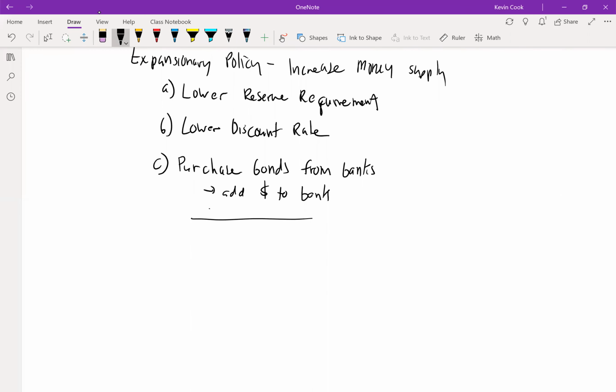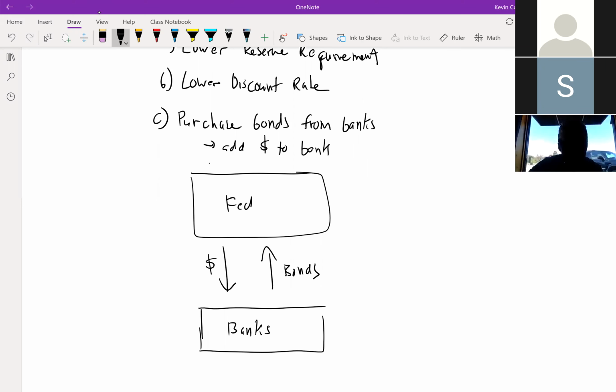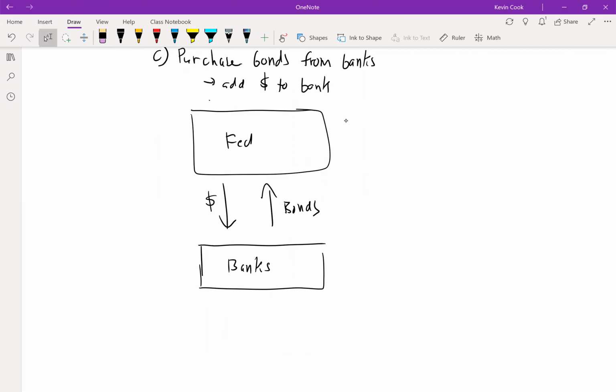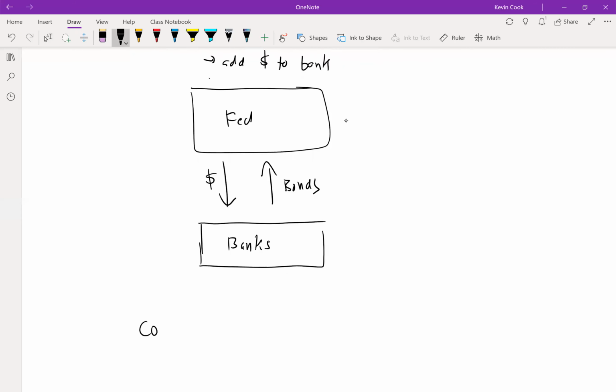So what this little process looks like is, we have the Fed, then we have our commercial banks. If we have expansionary policy, the Federal Reserve is putting money into the banks, and the banks are giving up those treasury bonds back to the Federal Reserve, or U.S. government securities, whatever it is that we're interested in. The other type of policy we have is called contractionary policy.